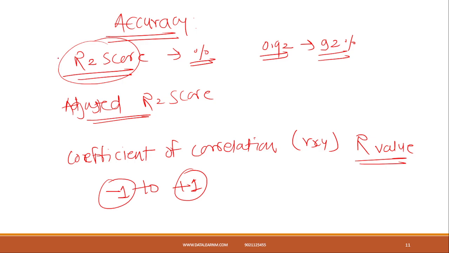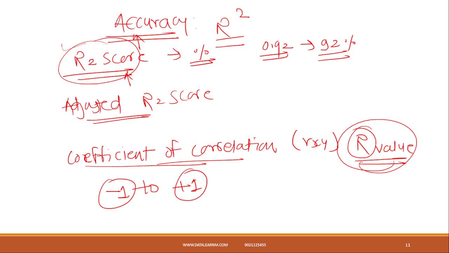Why did I write this? This is not part of the PPT, but I have written it because the R2 score and the R value are different. The R2 score, that is R square, is used for checking regression accuracy. The R value, just R, is the coefficient of correlation, the relationship between X and Y. That's all. So this is all the theoretical part related to linear regression, guys.